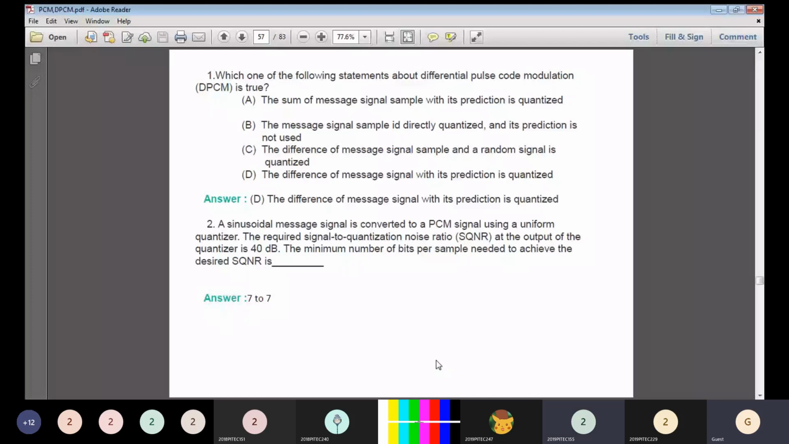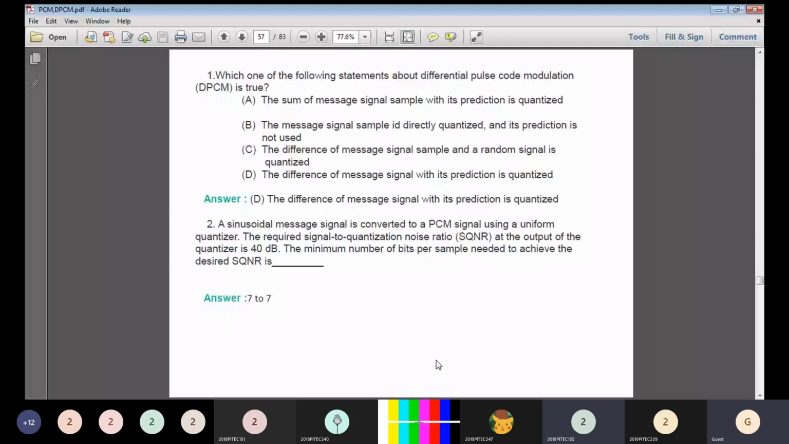The third statement: the difference of message signal sample and a random signal is quantized. No, we are not considering a random signal. So that statement also won't come. The difference of message signal with its prediction is quantized. Here we are using only the message signal prediction values.